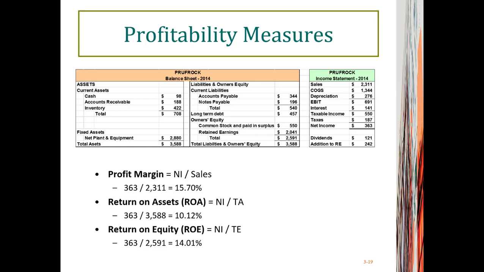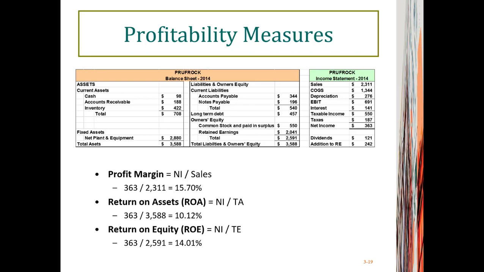And here we have three extremely important profitability measures. The first one is profit margin. The second one is ROA. The third one is ROE. Now, the first one, profit margin, equals NI, net income, divided by sales. It's called a profit margin. And here, total sales was $2.3 billion US. So that $363 million profit is based on $2.3 billion US dollars of sales.